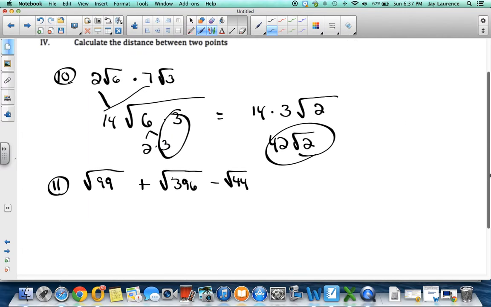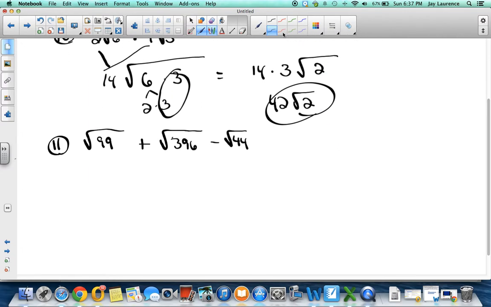All right, well, they don't look like terms, but I might be able to turn them into like terms. Again, always looking for a perfect square, and I know that's going to be 9 times 11. There's my perfect square, 9, 3 times 3, so this is going to simplify to 3 rad 11.